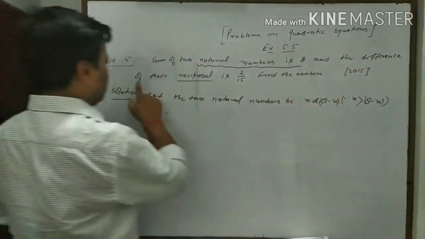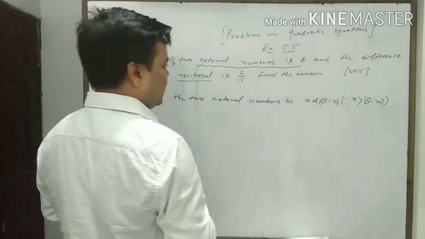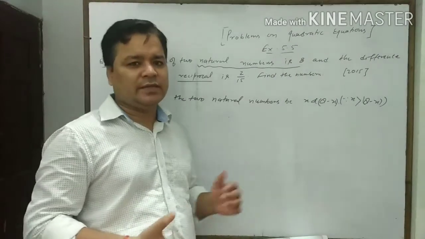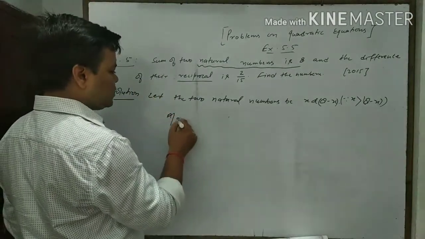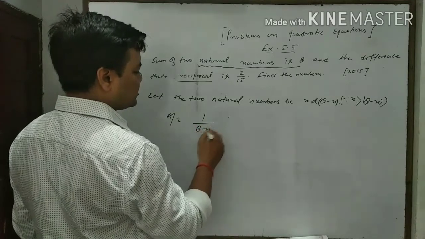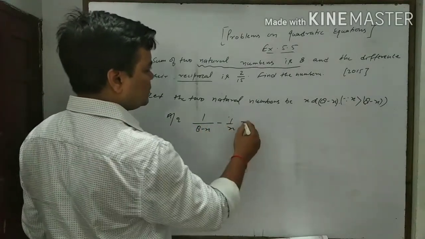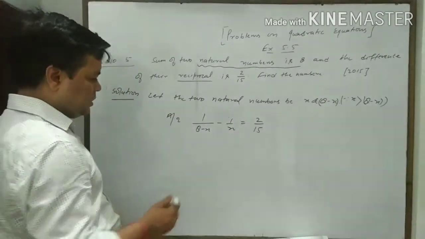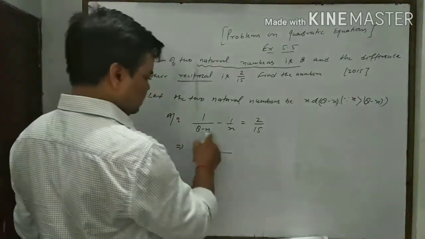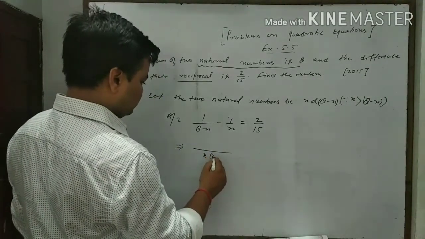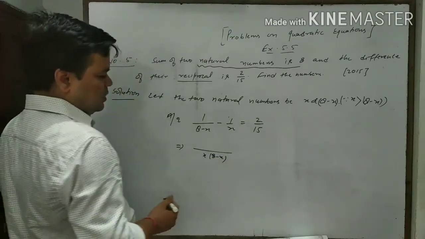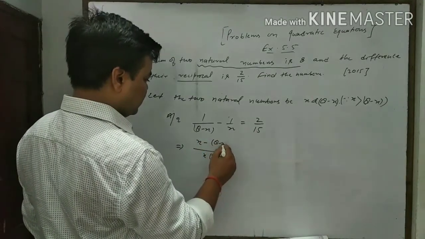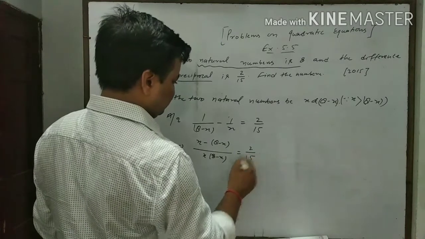Now the difference of their reciprocals. The reciprocal of x is 1 by x, and the reciprocal of 8 minus x is 1 upon 8 minus x. Therefore, according to the question, 1 upon 8 minus x minus 1 by x is equal to 2 by 15. I think there should be no confusion. Now we should take the LCM of this. It will be x into 8 minus x. Here, if you solve it, it will be x minus 8 minus x is equal to 2 by 15.